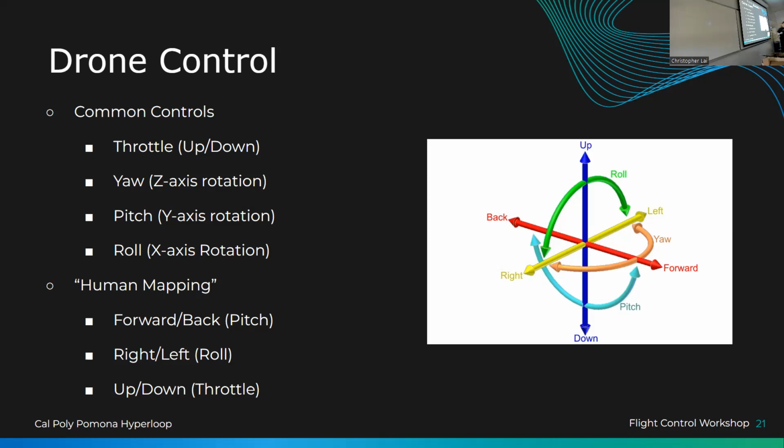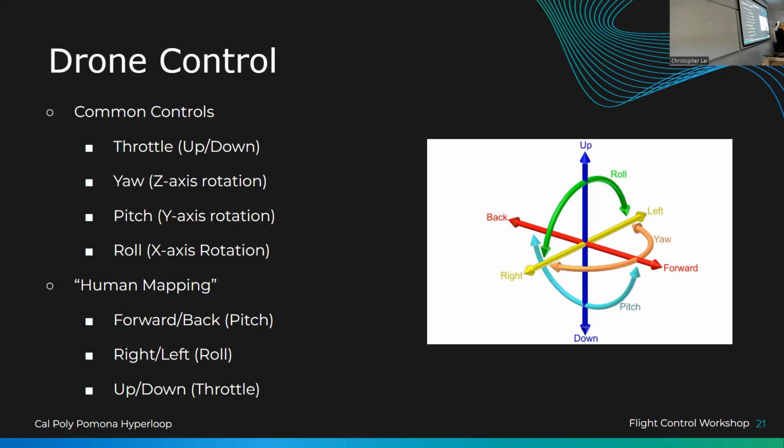Pitch and roll cause the drone to go right, left, forward, and backwards. So if I were to increase the pitch, it would make the drone go forwards like this into the ring. If I decrease the pitch, it would go backwards like this, right? So increase pitch, decrease pitch. Roll is going to go from side to side. So if I increase the roll, it will go right. If I decrease the roll, it will go left.